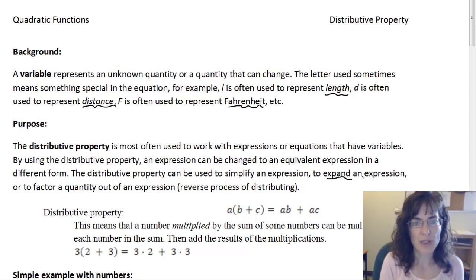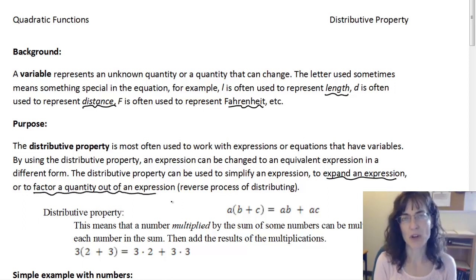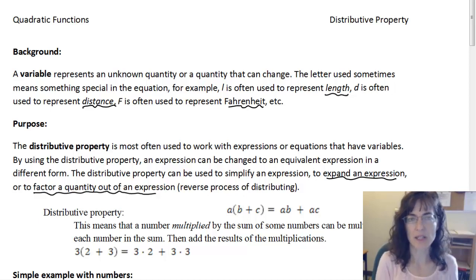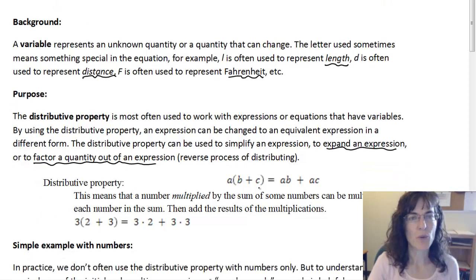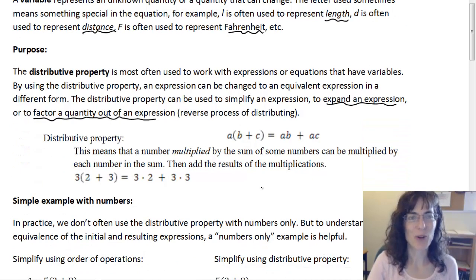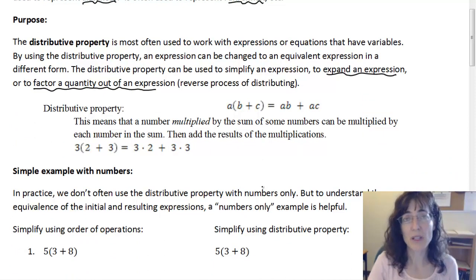And we can also expand expressions using the distributive property, and we can factor a quantity out of an expression by using the distributive property, and that is the reverse process of distributing. We call it the reverse distribution property or things like that, but it really is the official distributive property.